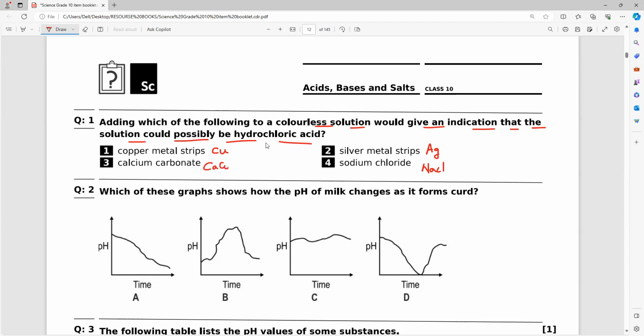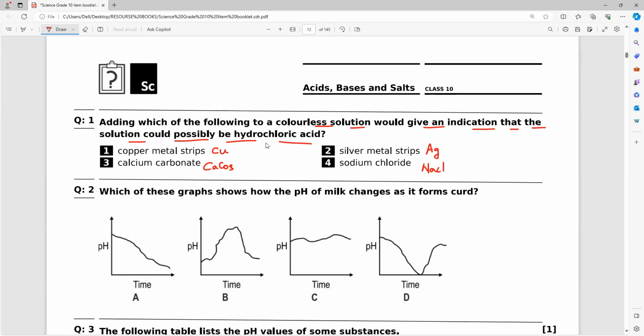CaCO3. Okay. So now all of you observe very carefully. They are asking that adding which of the following to a colorless solution would give an indication that the solution could possibly be hydrochloric acid. So there is a reaction, if you all observe, a reaction of acids with metal carbonates or metal bicarbonates. They will release something. Anybody can tell? What is that? Carbon dioxide. So you can notice it. Reaction of acids and the metals also you can notice.